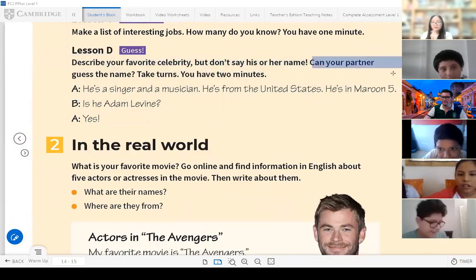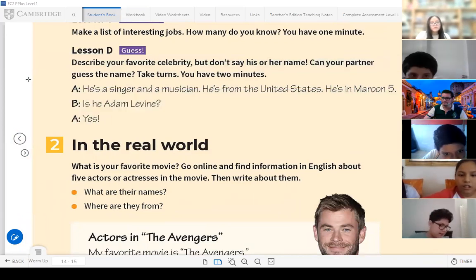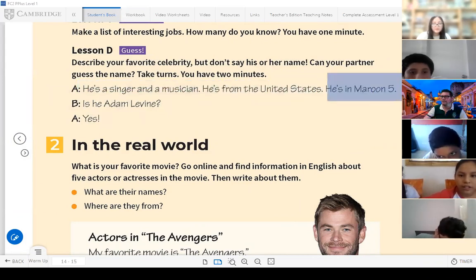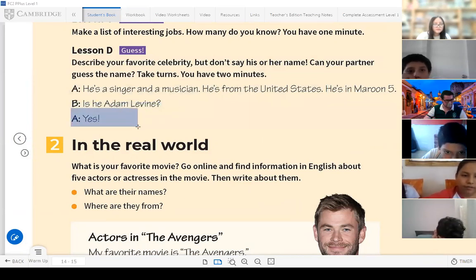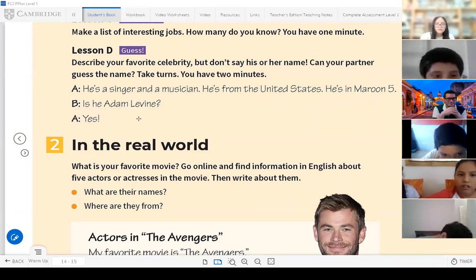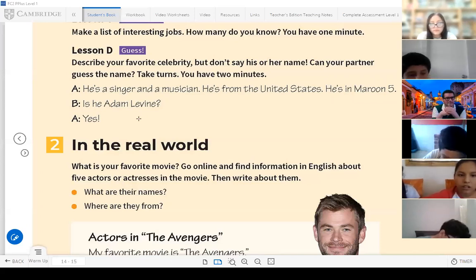Don't say his or her name. Okay, for example, it says he's a singer and a musician. He's from the United States. He's in Maroon 5. Is he Adam Levine? Yes. I'm going to describe. He's an actor. He's from the United States. He plays Tony Stark. Who's the actor?